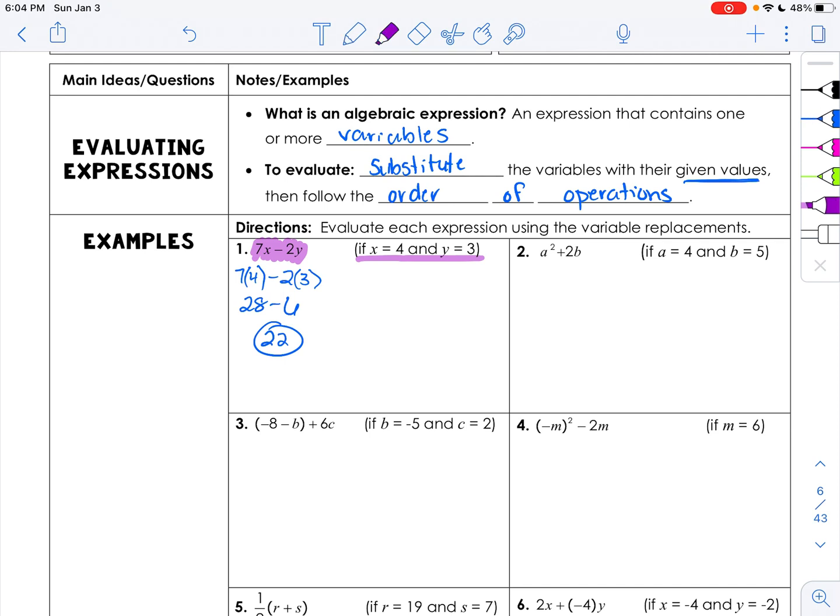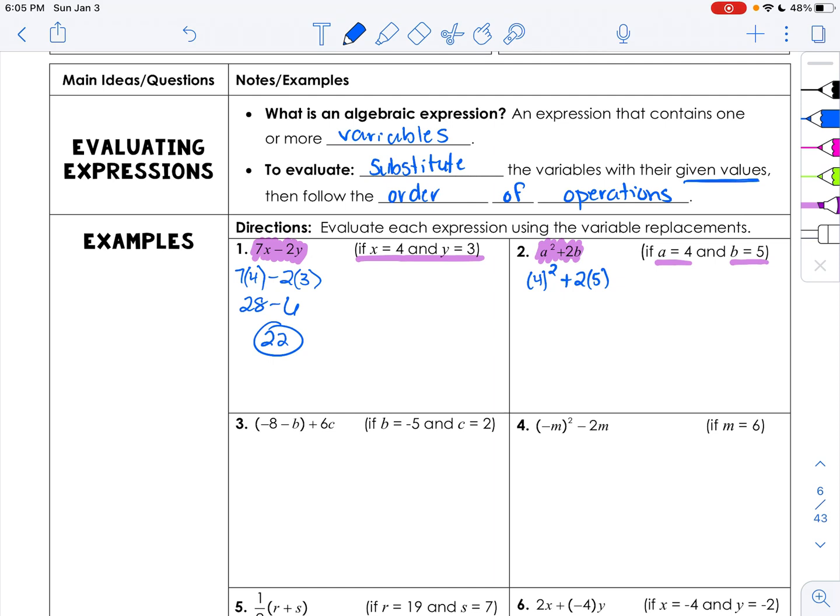The next expression I'm going to evaluate is a squared plus 2b. I know that a equals 4 and I know that b equals 5. So I'm going to start by substituting those values into the expression. Again, when you substitute it in, you want to put that value in parentheses. So instead of a, I'm going to have 4 in parentheses squared plus 2, and then in parentheses 5, because instead of b, we have 5.